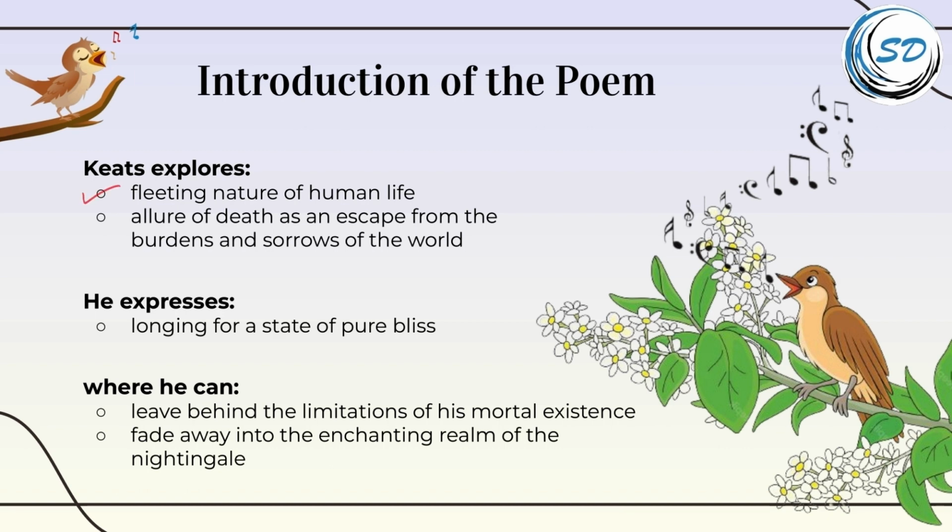Keats explores the fleeting nature of human life and the allure of death as an escape from the burdens and sorrows of the world. He expresses his longing for a state of pure bliss, where he can leave behind the limitations of his mortal existence and fade away into the enchanting realm of the nightingale.